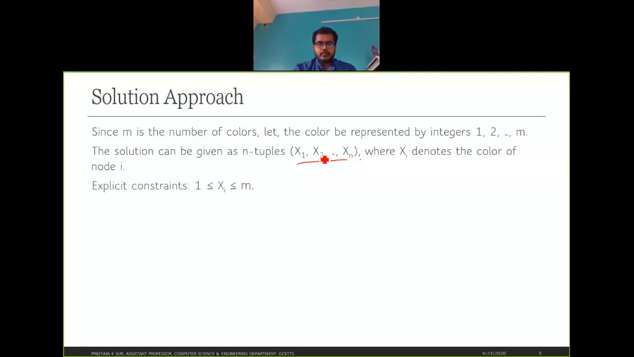So what is the explicit constraint? For all of these x1, x2, you can assign colors from 1 to m. So we can express the explicit constraint as 1 less than or equal to xi less than or equal to m, because you can color the ith node with a color from 1 to m. This gives us a search space of order m to the power n, because there are n nodes and each of them can be colored with m colors. So the possible number of colorings is m to the power n.